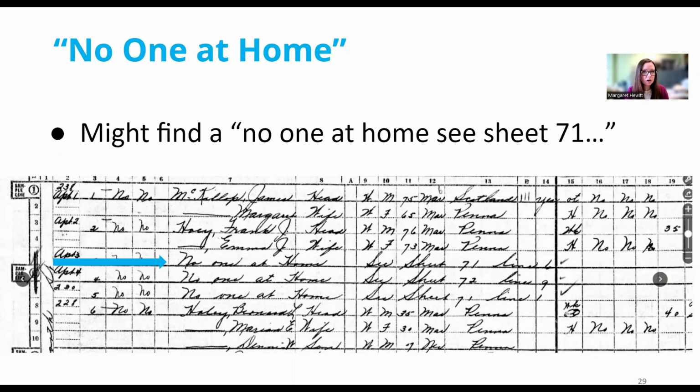Now that's pretty typical, but it's very obviously pointing out to you where they fit contextually, where it might not have been quite as obvious in previous census years, where someone who was skipped on an initial visit plugs back in. So here, if we find sheet 71 and 72 at the back of the packet, we can find out who was supposed to be enumerated here between Frank Hasey and Bernard Haley.